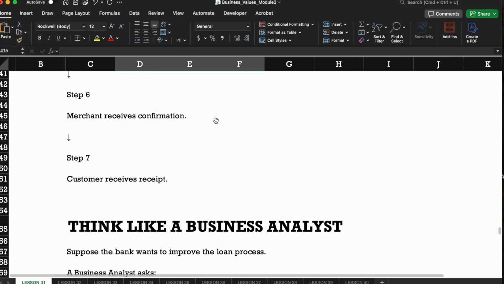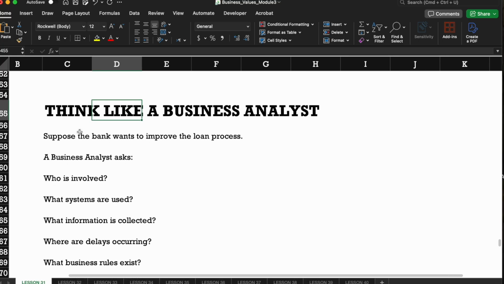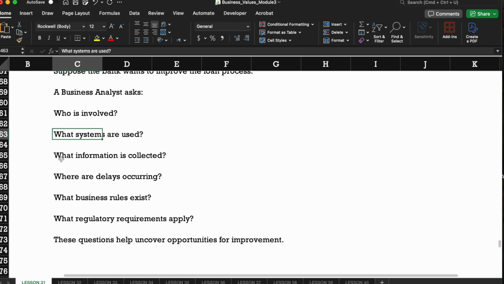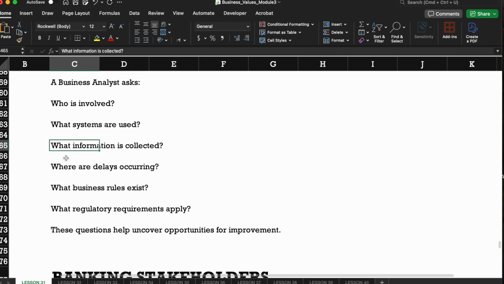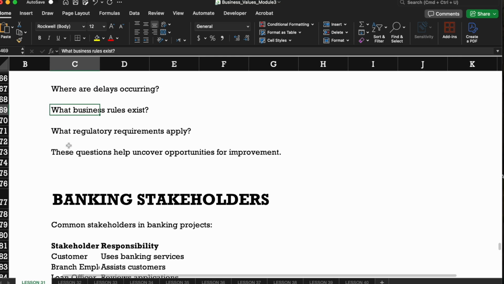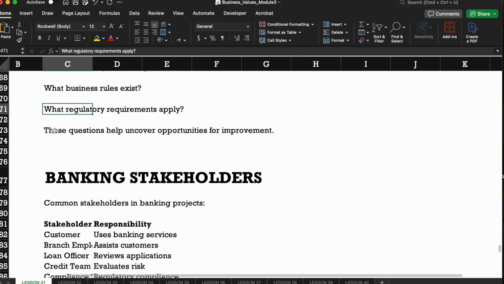Okay. Think like a business analyst. So suppose the bank wants to improve the loan process. A business analyst's task is to find out who is involved, what systems are used, what information is collected, where delays are occurring, what business rules exist, and what regulatory requirements apply. These questions help uncover opportunities for improvement.